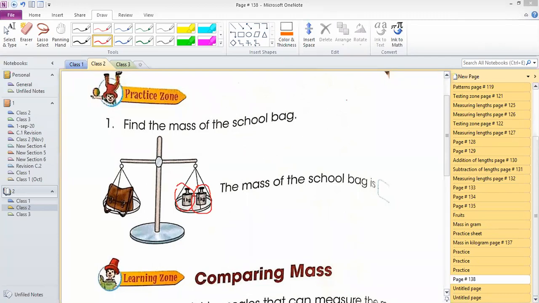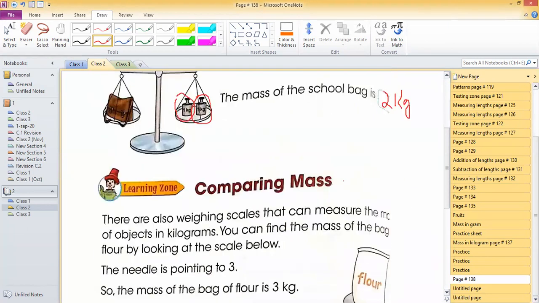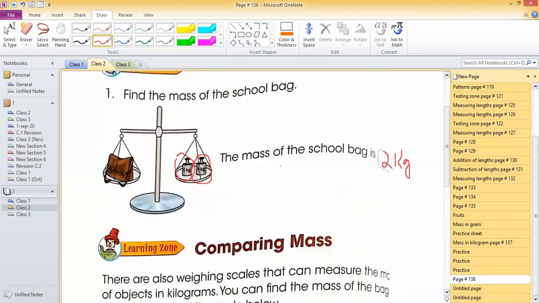Very good. The answer is 2 kilograms. So you will write here, it is 2 kg. Guys, page number 138 in your book. The mass of the school bag is 2 kg. Complete it. The mass of the school bag is 2 kg.